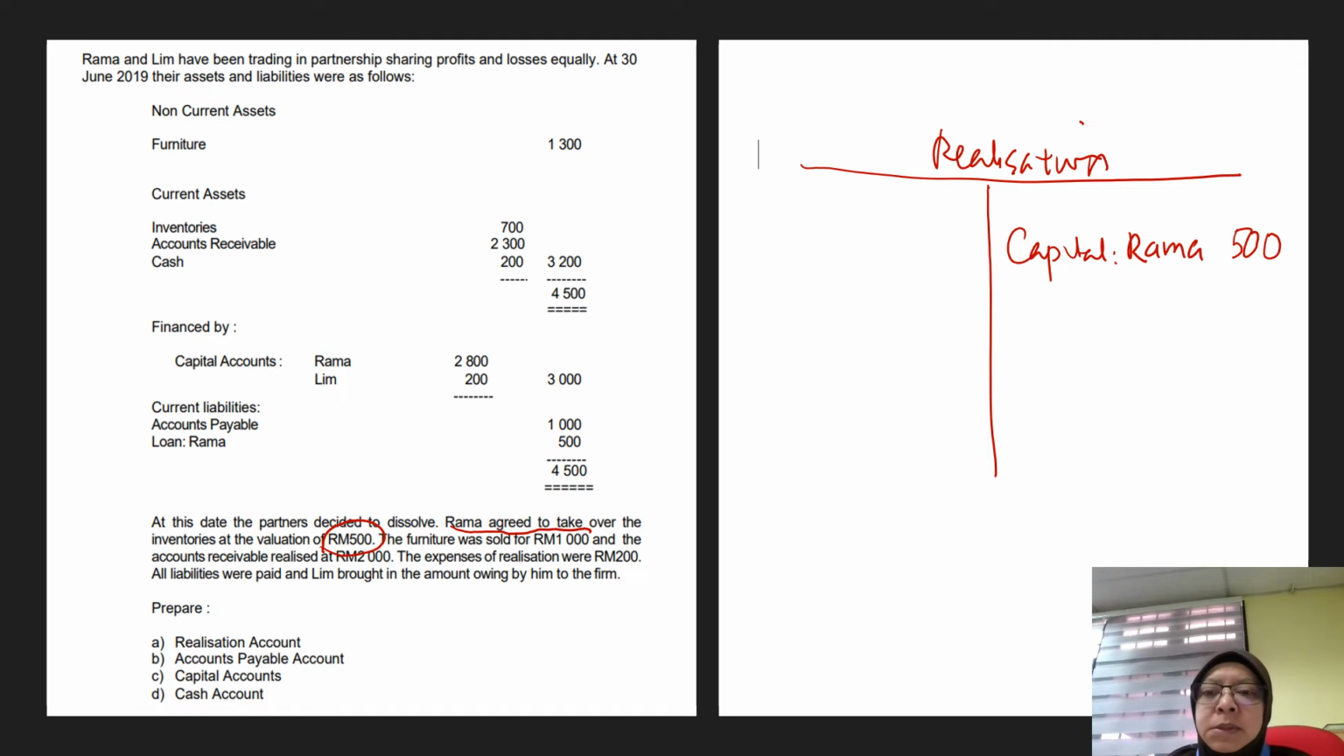Okay, so it is the same concept as asset sold, but the main difference is in terms of the double entry. If taken over by a partner, we should debit the capital account for that respective partner. And if we sell to a third party, then we should put it as cash.